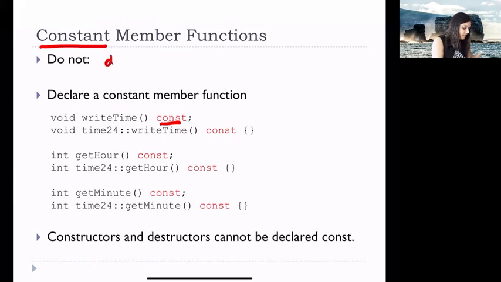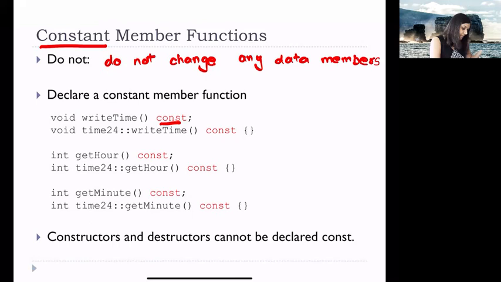A constant member function does not change any, what does it not change? What does a class have? Data items and member functions. This is a constant member function, so what is the thing that's remaining? Data members in the object.